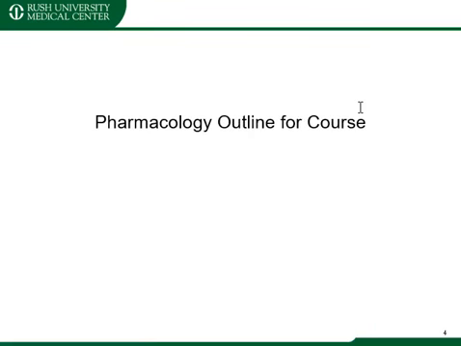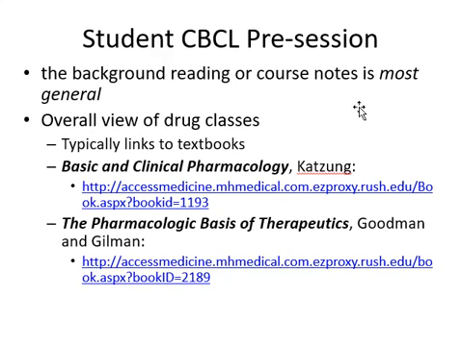So the outline for pharmacology in the Rush Medical College looks like this. You've got your student version of the CBCL, and that's like the pre-session material. This contains background reading or course notes, and it's the most general, as you've seen. It's a broad overview of the major drug classes. There's a chapter on penicillins, a chapter on cephalosporins, and so forth. And these are basically linked to those two textbooks in the previous diagram.